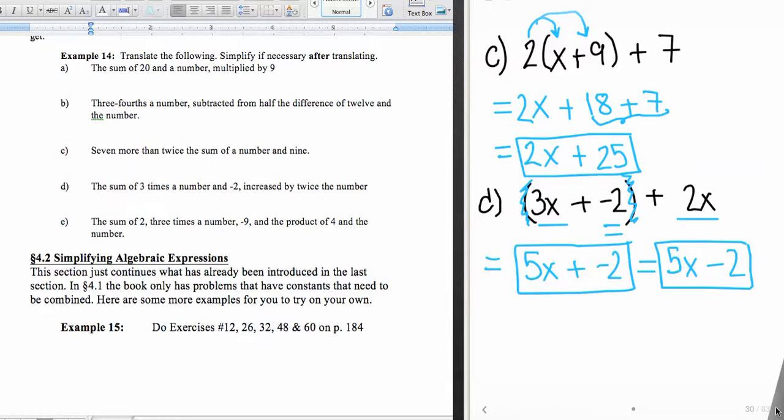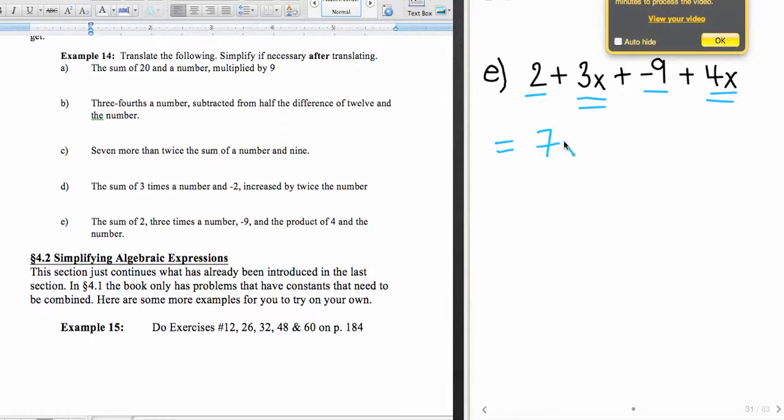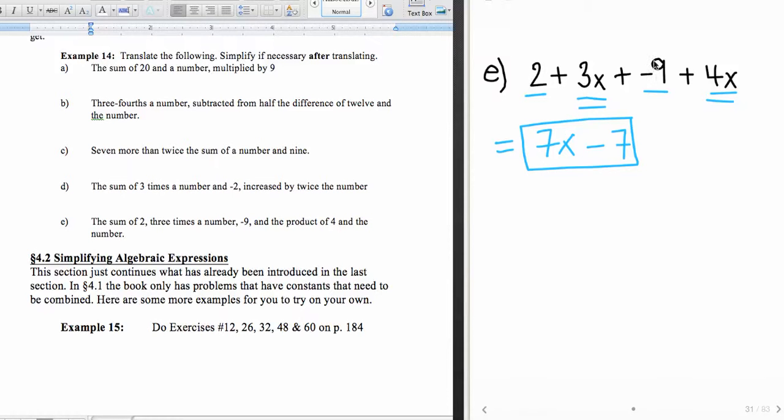All right, now our last one. It's probably the simplest one that we've had, actually. So we're going to need to combine like terms. I have constant terms here, 2 and negative 9. And I have like terms here with the x terms. So I have 2 plus negative 9, and I have 4 plus 3 x's. So I have a total of 7 x's. And then I have a negative 7. And so that'll be my simplified version there. Again, this is a negative 9, so it's a plus a negative 7, and that means subtract 7. That's another way of writing it.